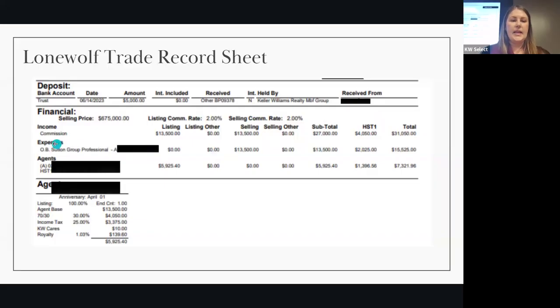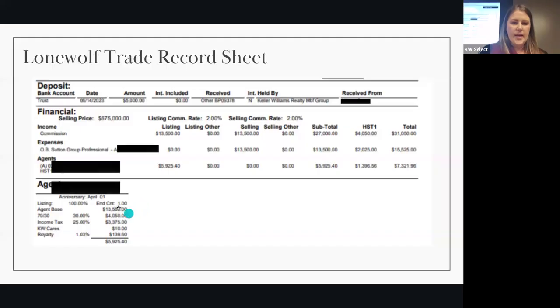Then you can see our expenses. This transaction must have been a Sutton agent on the buying side. So it was our listing, and we invoice for the full amount. But then we owe Sutton the selling side because it was their agent, right? So you can see half of the $31,000 is going to Sutton.